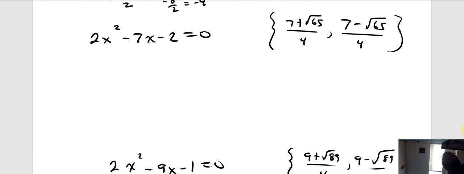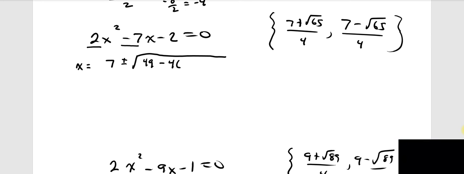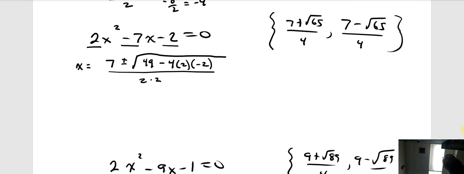For this one, I'm just going to write out the solution at this point. Here's your b, negative 7, so the opposite of b would be 7, plus or minus the square root of b squared, which would be 49, minus 4 times a times c. Now be real careful here. Your c is negative 2, all over 2 times a, and again, a is 2.